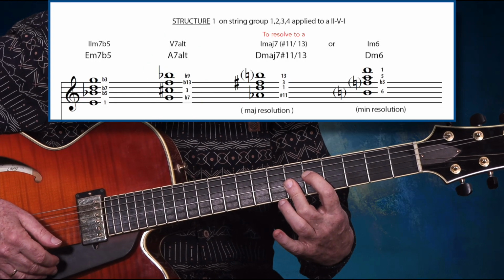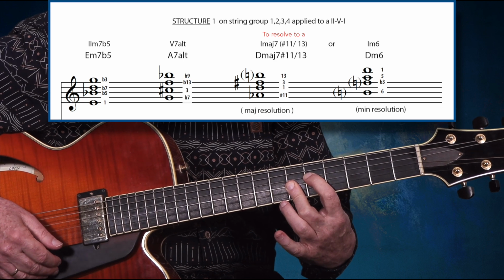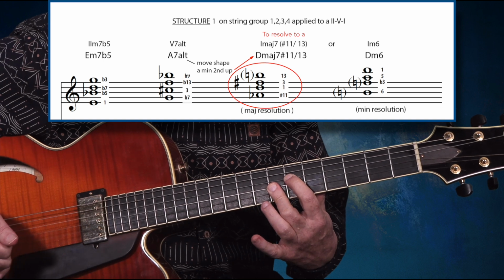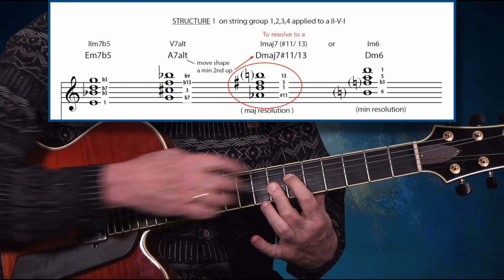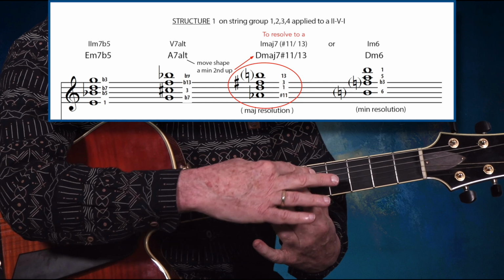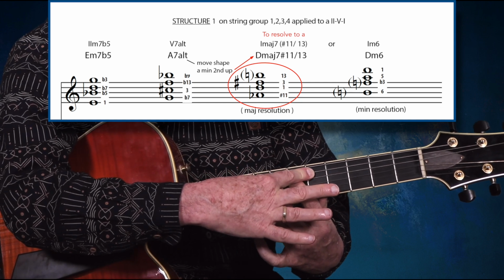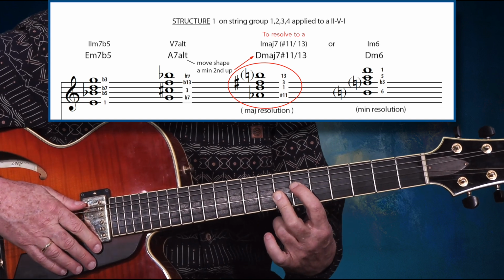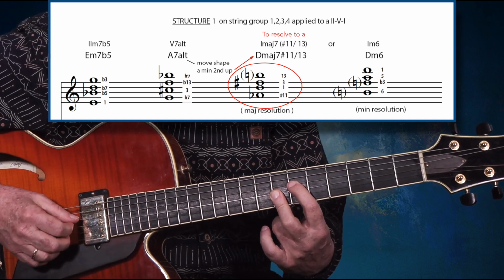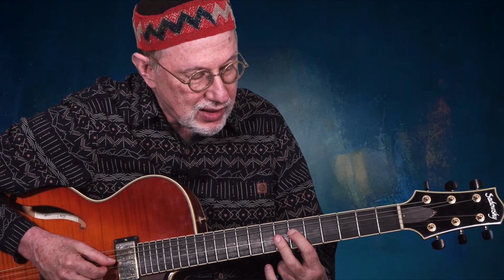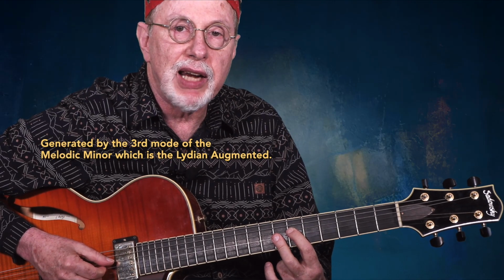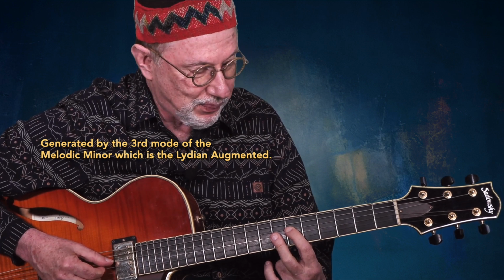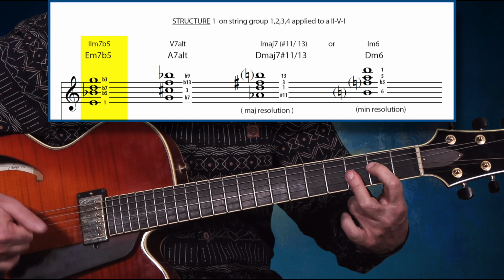Now, to resolve this to a major 1 chord, all we have to do is move this shape up a half step. And here, we view the root here. And we have a D major 7 sharp 11 13 chord. And this is actually derived from the 3rd mode of the melodic minor, which is the Lydian augmented. This sounds like this.